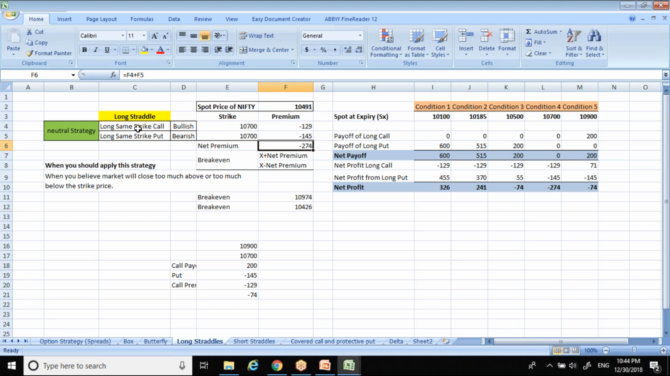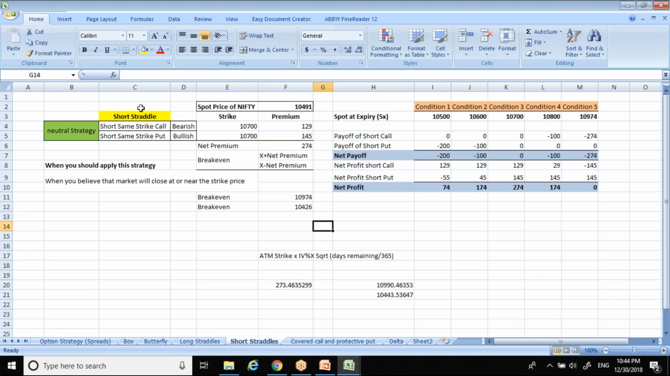So you sell both the calls and puts and you're going to receive 274 premium. In this example, same thing we did: a short straddle, sell call, sell put, same strike price. So you're going to receive 274 premium. And because you know that the market will remain within the range, it will not go more than 100 points up and down, you'll make profit. So the market is in range, go for a short straddle.